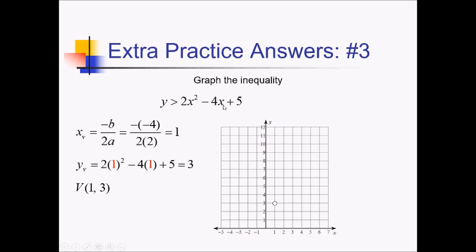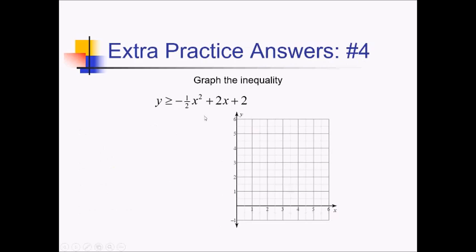To get another point, I'm going to use the y-intercept. That's this c value, constant, 5. So that's 0 comma 5. And that's right here on the y-axis. And then using symmetry, I'm going to go 1 away from the axis of symmetry to the right. So same height, just on the other side of the vertex. And there's our third point. So now using a dashed line through the open dots and looking at my inequality, I see that this is greater than. So that means I'm going to shade above the parabola.